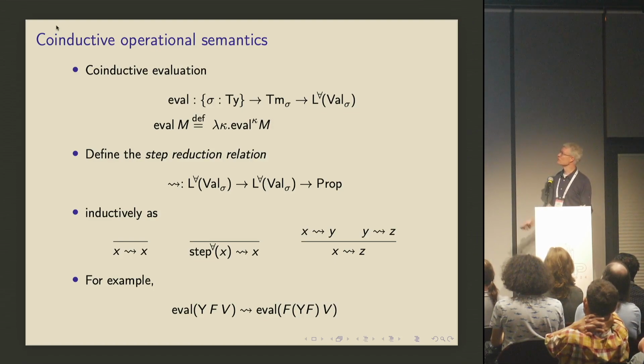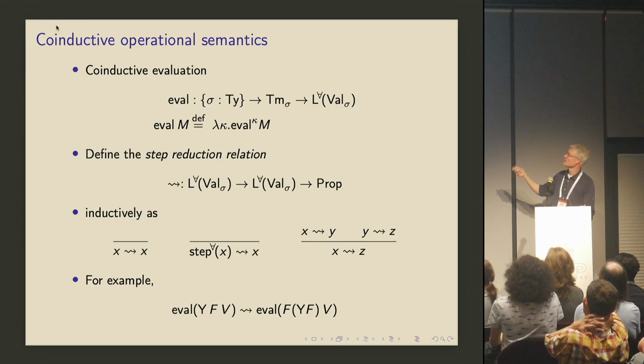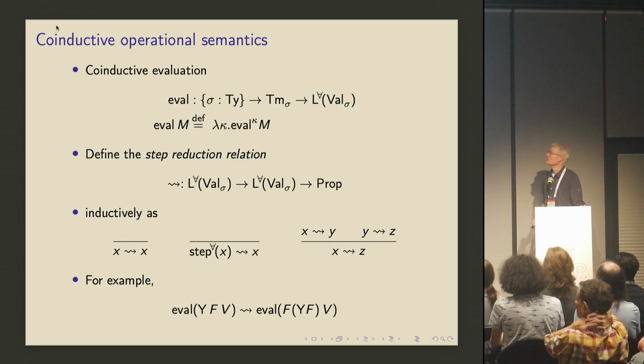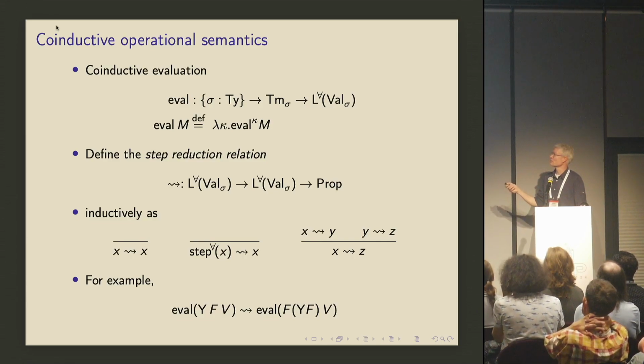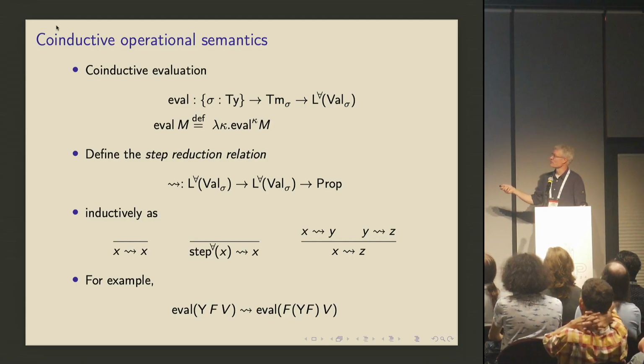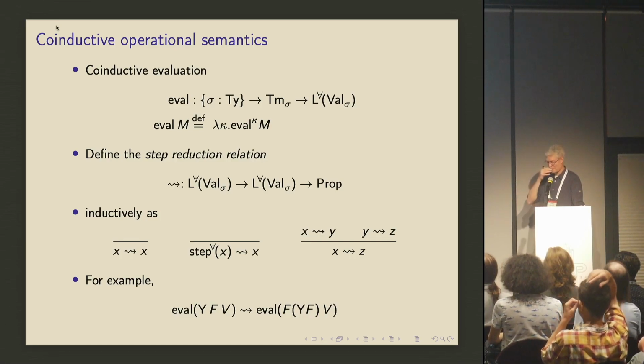And the natural place to do that is on the co-inductive side. So I define this evaluation function here by abstracting the lambda. I can go into the co-inductive delay monad. And then I define a step reduction relation, which takes two of these, and it's a relation between two of these. Okay, and it's inductively defined and it just peels off steps. So this is the crucial one, but it's also reflexive and transitive.